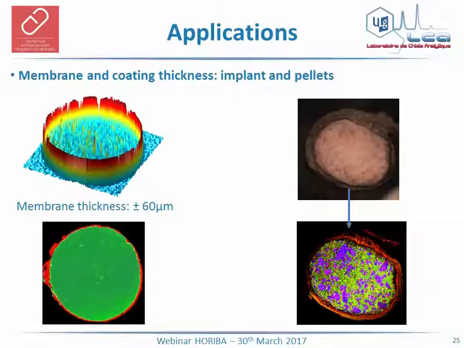On the left side, one can see 3D and 2D images of a transversal cut of an implant. Regarding the 2D composite image, the inner part of the implant is shown in green and the membrane is shown in red. Its thickness was evaluated around 60 microns. On the right side, visible and Raman images of a transversal cut of a pellet are presented. The coating is also shown in red. Based on these images, the investigation of controlled release systems is straightforward.